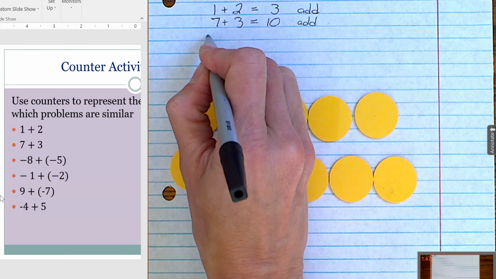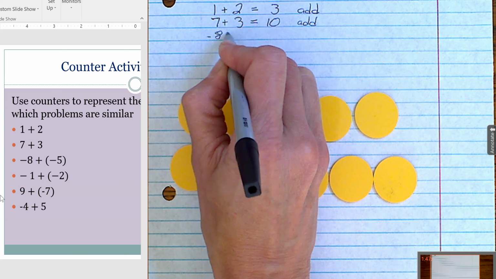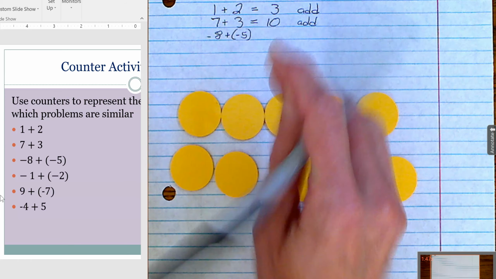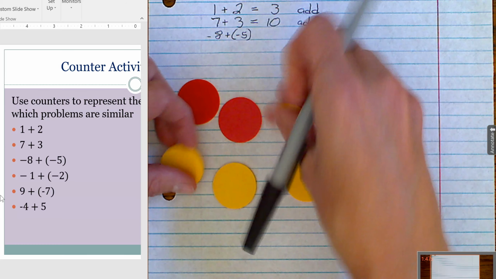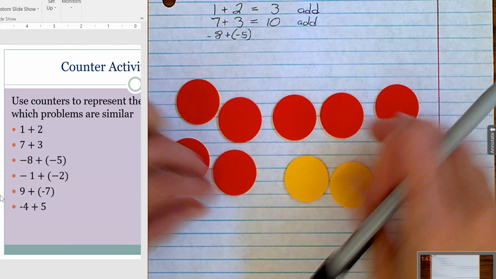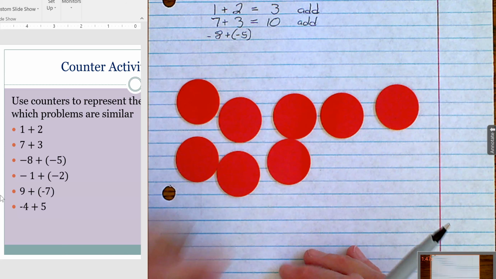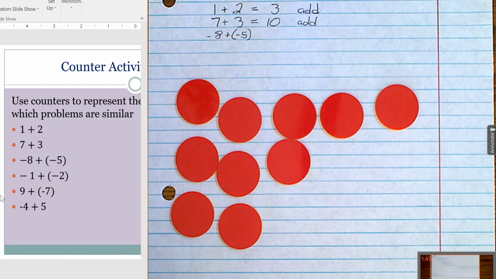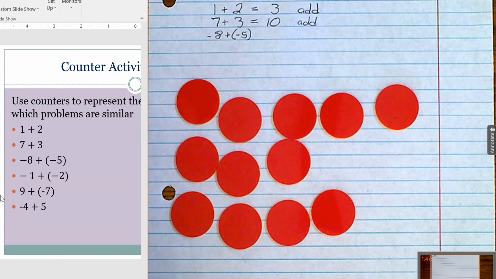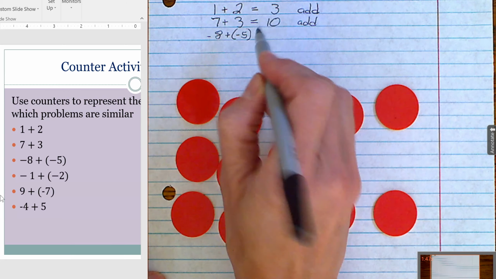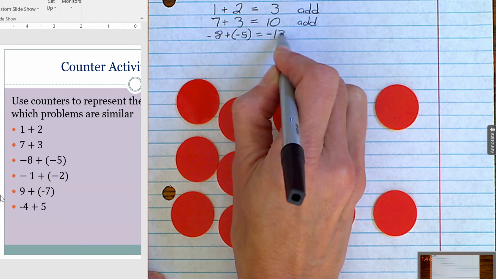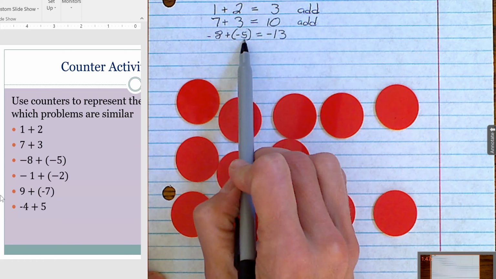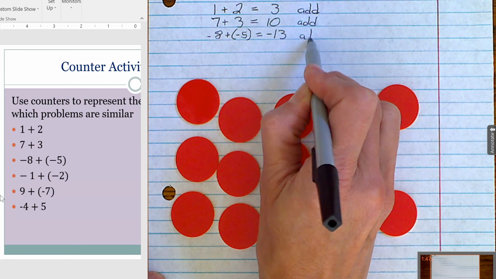The next problem begins with -8 plus -5. So I need 8 negative counters, and I'm going to add to this 5 negative counters. All of the counters are red to represent negative. There are 13 red counters that are all negative. We actually added -8 and -5 to make -13.